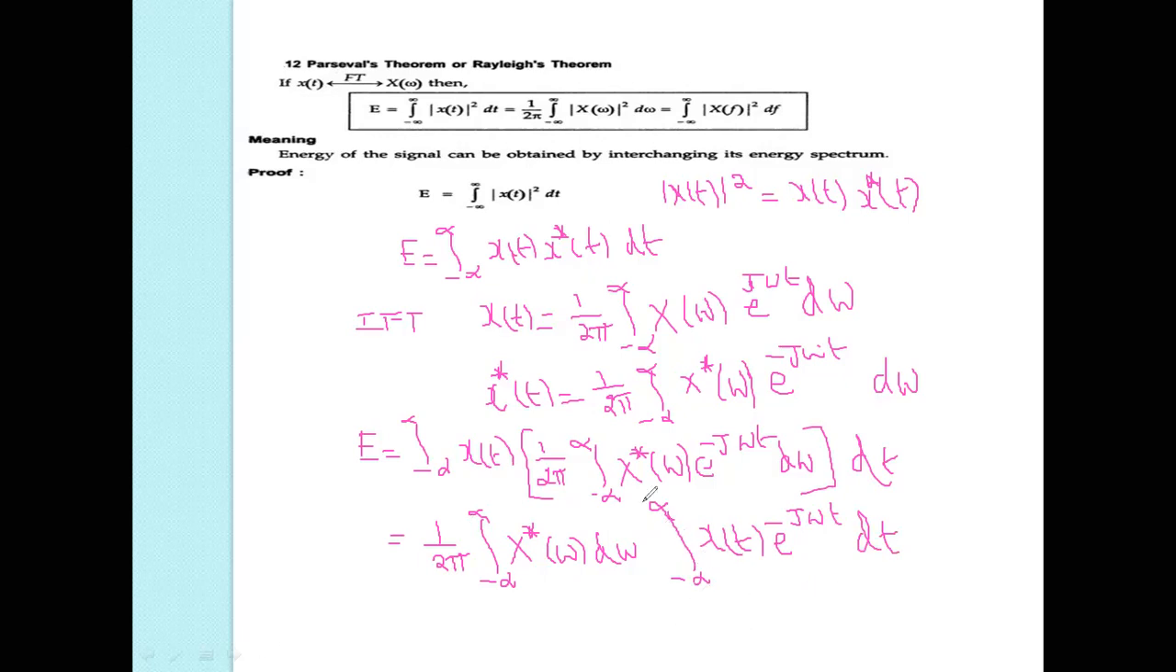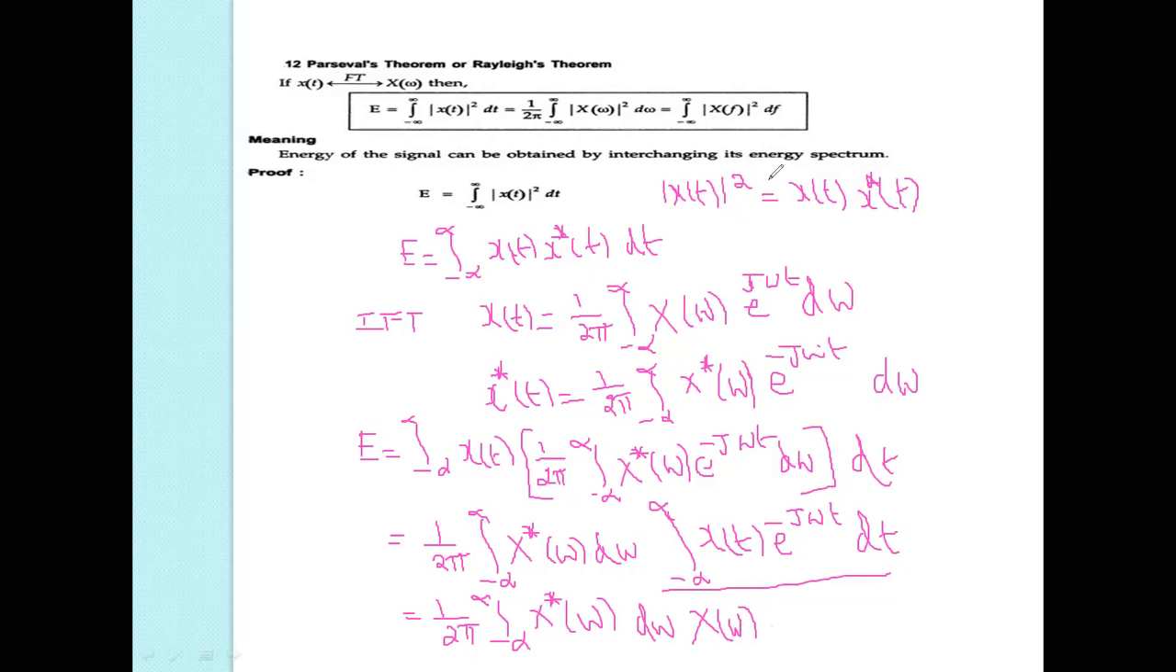See, this is the expression of, according to the Fourier transformation equation, integral minus infinite to infinite x of t e power minus j omega t dt as x of omega. So 1 by 2 pi integral minus infinite to infinite x star of omega d omega, and this function is x of omega. Now you can see x star of omega and x of omega.